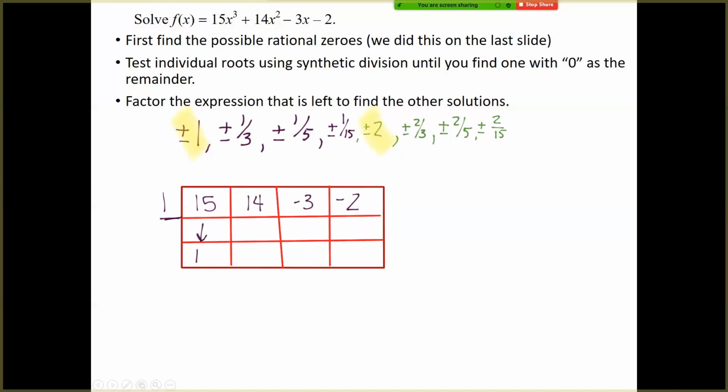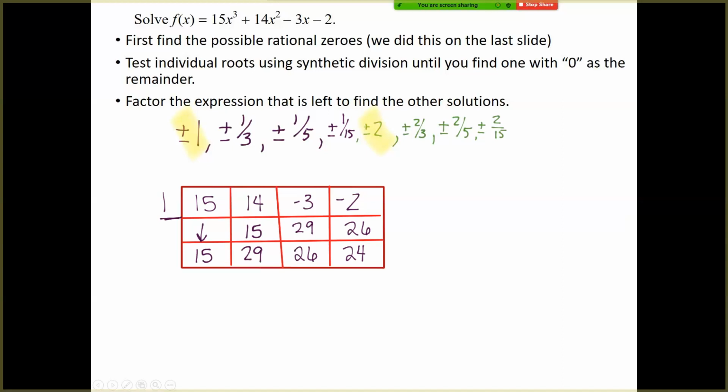We're going to bring this first number down. Then we're going to multiply. 15 times 1 is 15. 15 plus 14 is 29. 29 times 1 is 29. -3 plus 29 is 26. 26 times 1 is 26. Do I get a remainder of 0? No. So guess what? We've now found 2 that aren't factors.